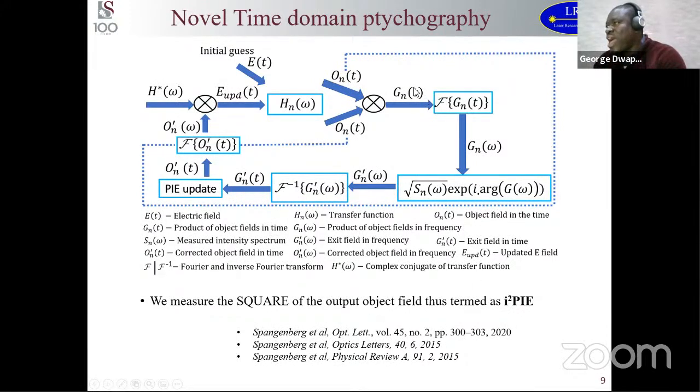And from that, because you have it in time, you do a Fourier transform, you get a field also in frequency. Now you maintain the phase and take the amplitude, and because it's a square here, you take the square root of it to get the amplitude of the field. Then you can now do a Fourier transform of this exit field in frequency. From there, you can update it into your ptychographic iterative engine, and then generate your output field in time. With this new output field, you can now do a Fourier transform and have the measured phase.